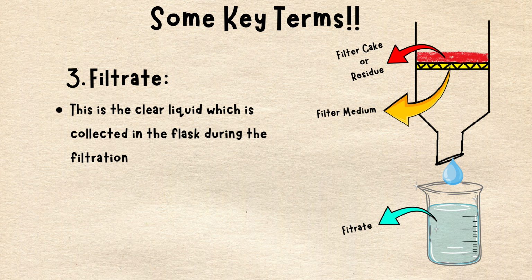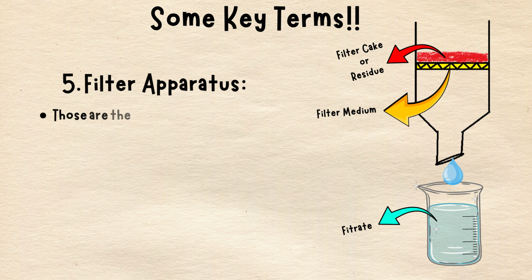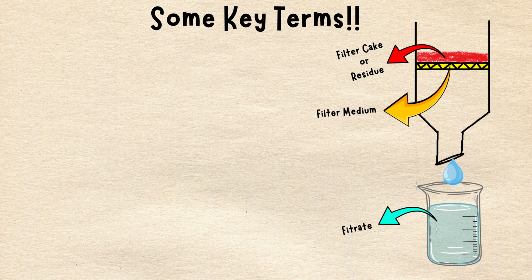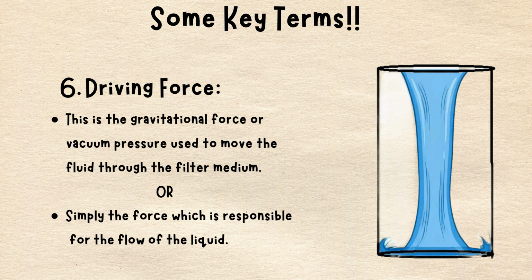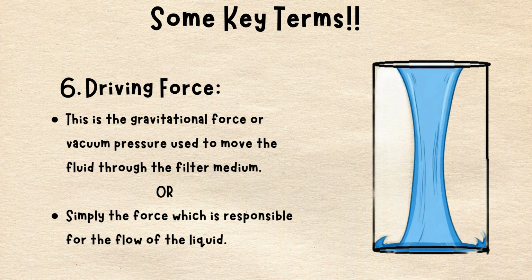Next, filter cake or residue. This is the solid substance which is trapped and settles on the filter paper and looks like a cake after the filtration. That's why it is called a filter cake. Next, filter apparatus. Those are the equipment which hold the filter medium, example funnel. Next, driving force. This is the force responsible for the flow of the liquid. It can be gravitational force or vacuum pressure.